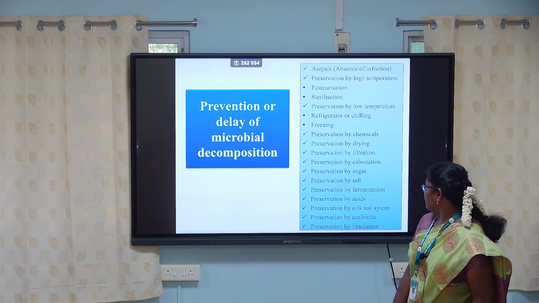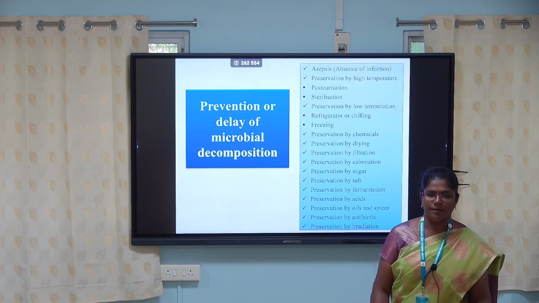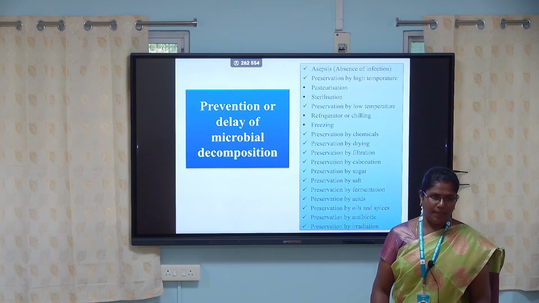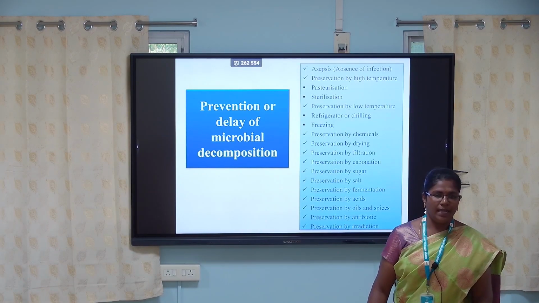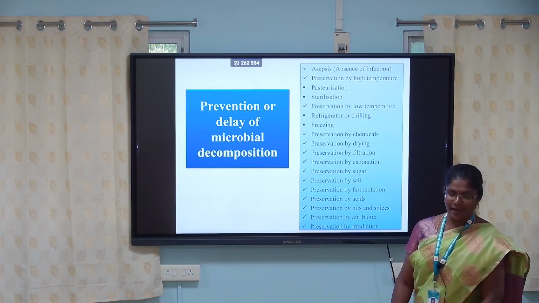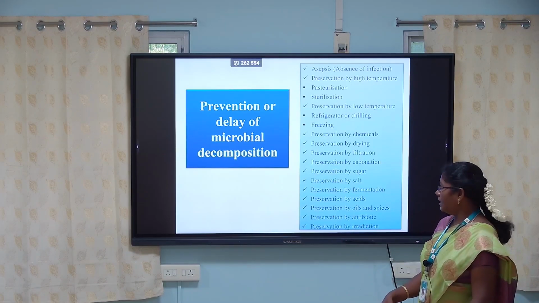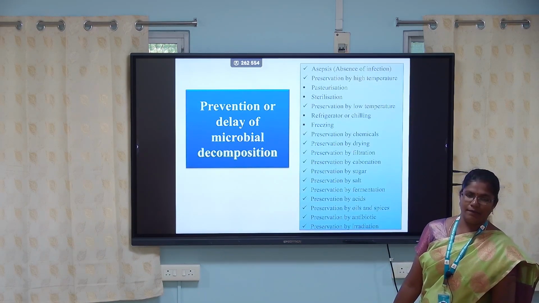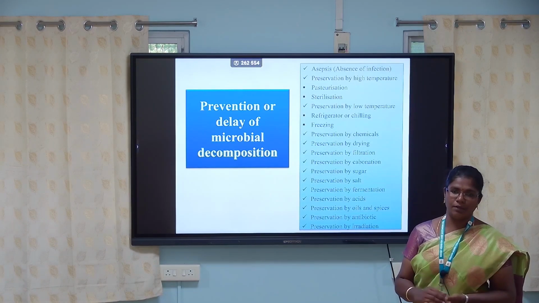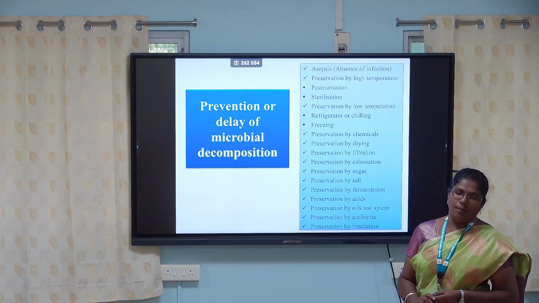And then preservation by salt. Salt preservation is generally the addition of salt at about 10 to 15%. Generally in pickles we add salt and preserve the food products. And fermentation. Pickles are again fermented. The fermentation process is done, and lactic acid is generated in this process. Acids are also developed. Like vinegar, acetic acid, we add in the pickles and preserve the food products. And also we use oil and spices to preserve the pickles.